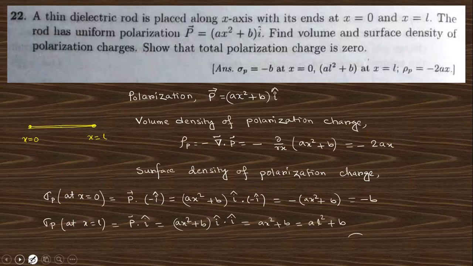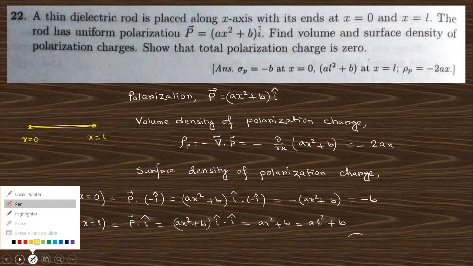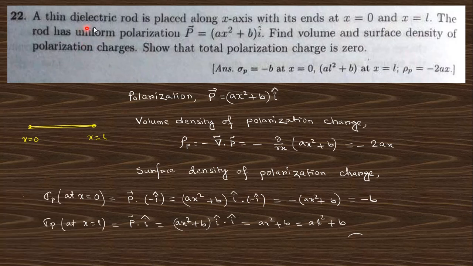Go to the next one, which says a thin dielectric rod placed along the x-axis, with ends at x equal to 0 and x equal to L. The rod is uniformly polarized like that. Find the volume and surface charge density of polarization. So this is the polarization. The volume charge density of polarization is minus divergence of P. So if you take the divergence, you will get minus 2ax.